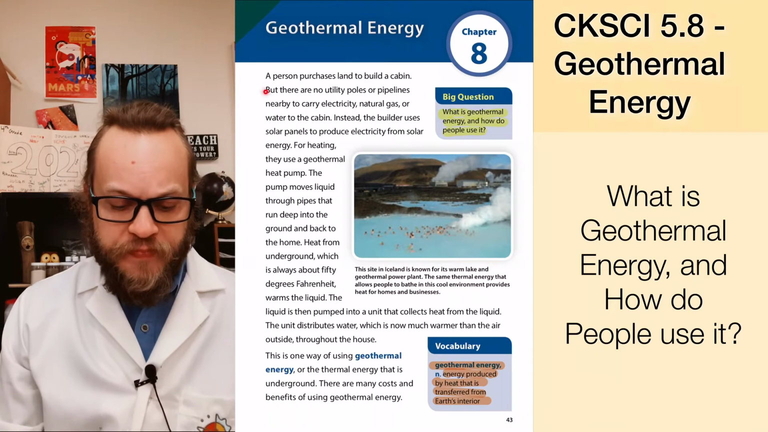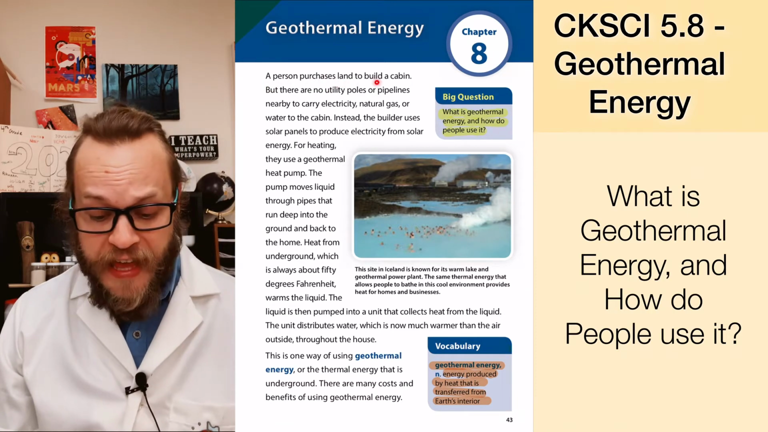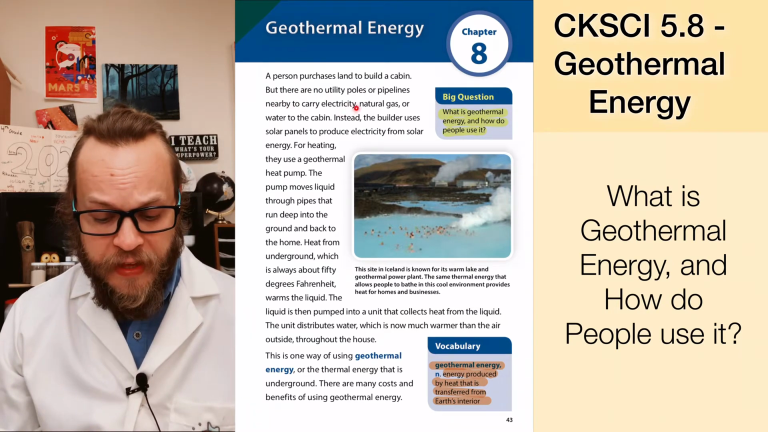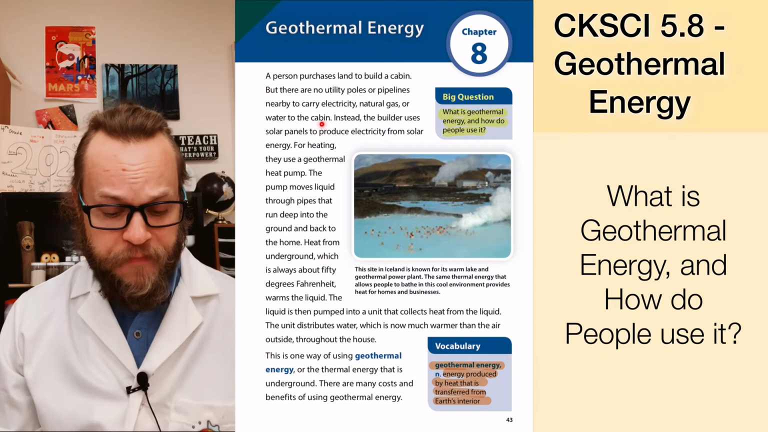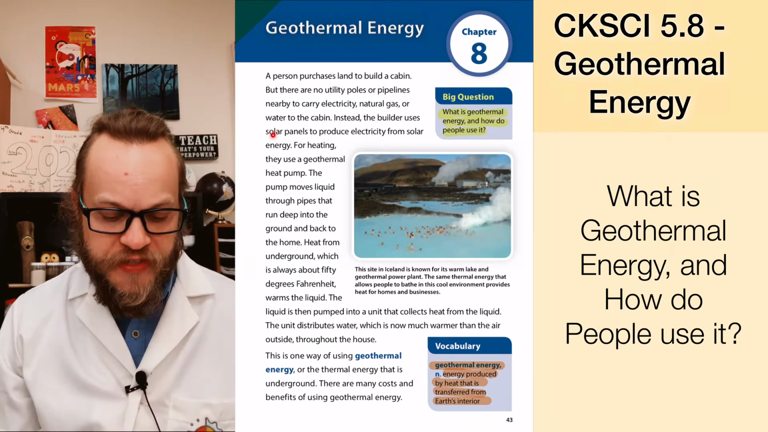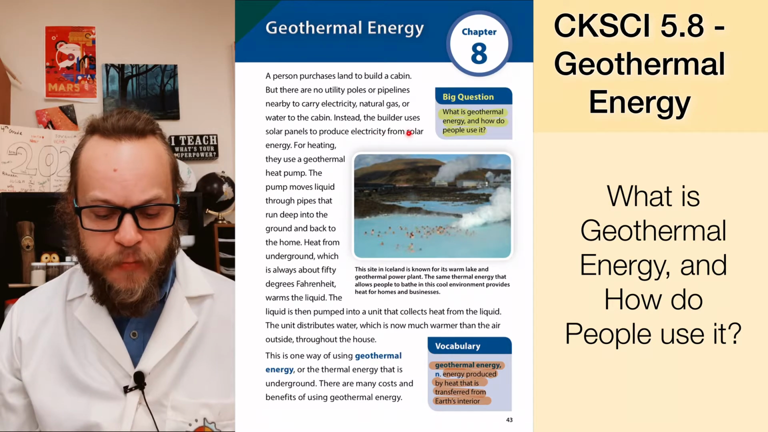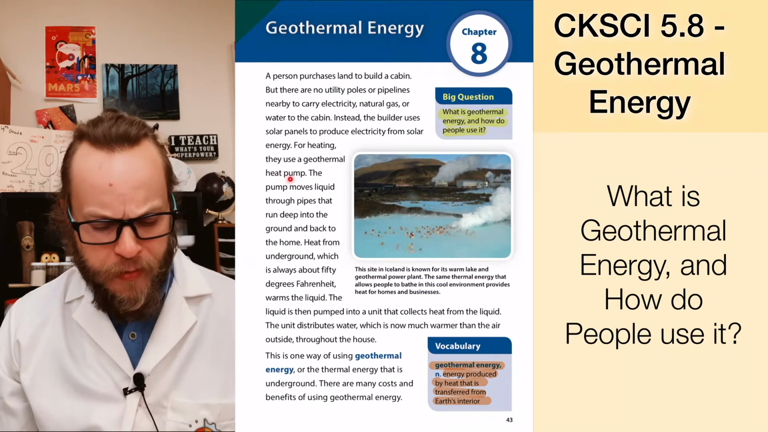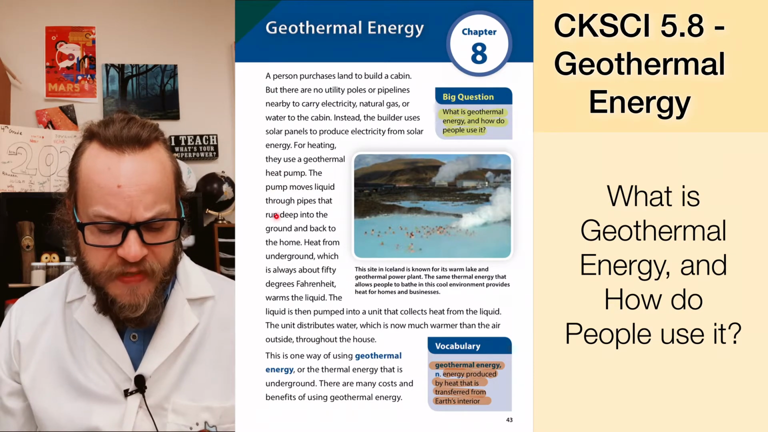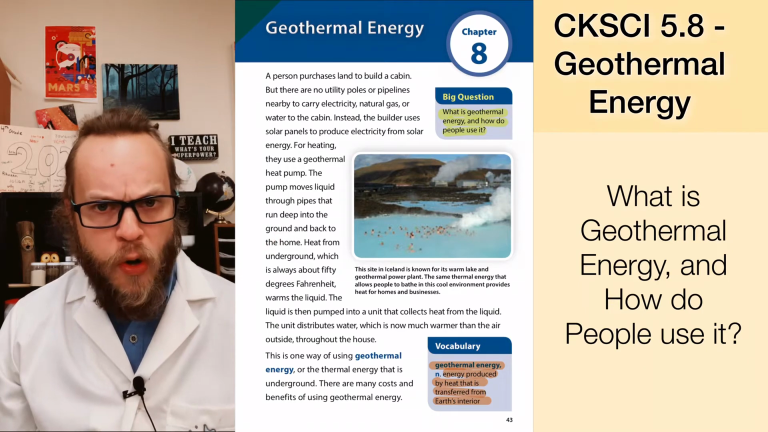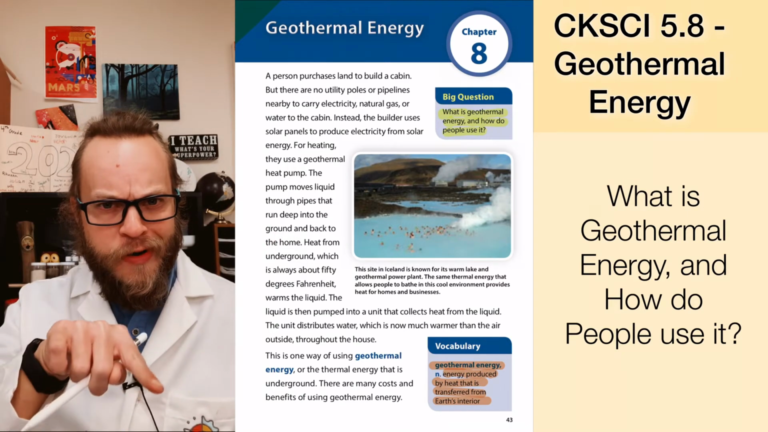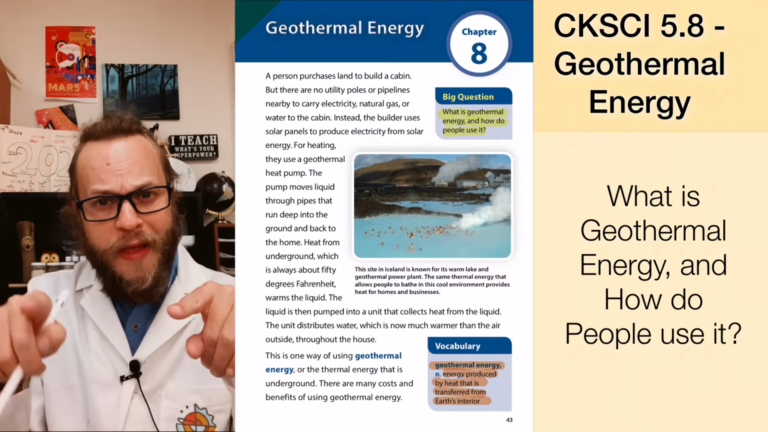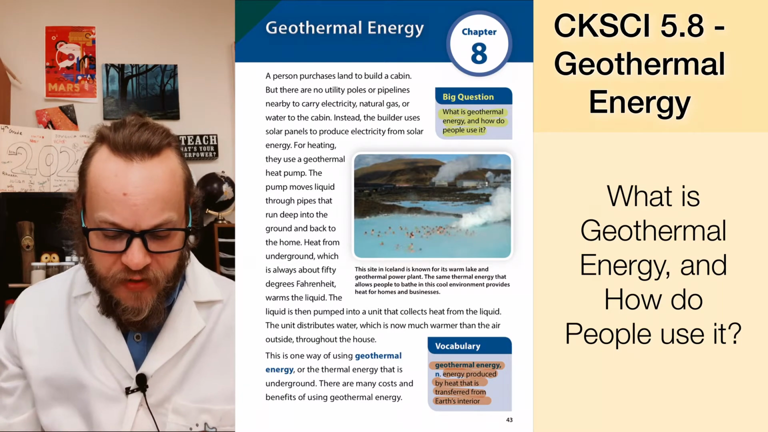So, a person purchases land to build a cabin, but there are no utility poles or pipelines nearby to carry electricity, natural gas, or water to this cabin. Instead, the builder uses solar panels to produce electricity from solar energy. For heating, they use a geothermal heat pump. The pump moves liquid through pipes that run deep into the ground and back into the home. So going down into the crust where it's getting warmer and warmer, and piping that back up to keep the heat circulating.